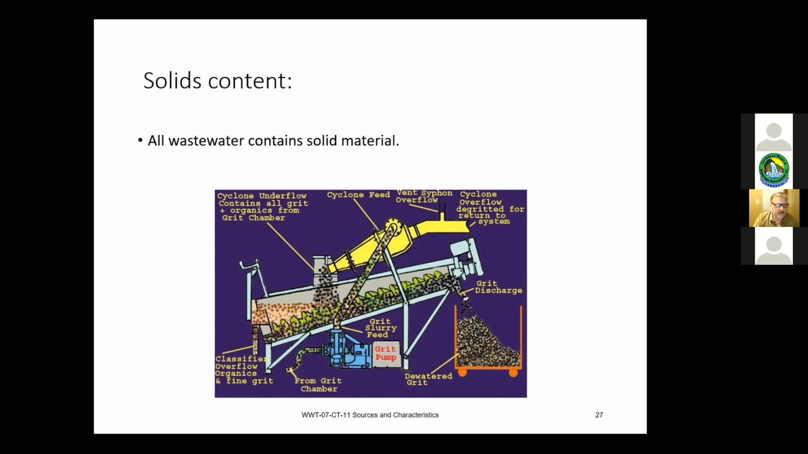Do your facilities have bar screens or some type of screening in advance? Or some of the older facilities may have grinders at the head of their plant. I'm just curious whether you deal with grinders or screens.